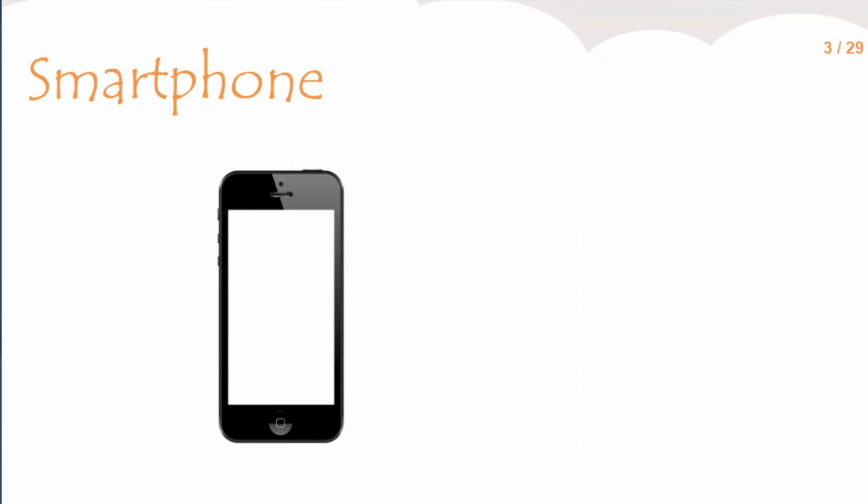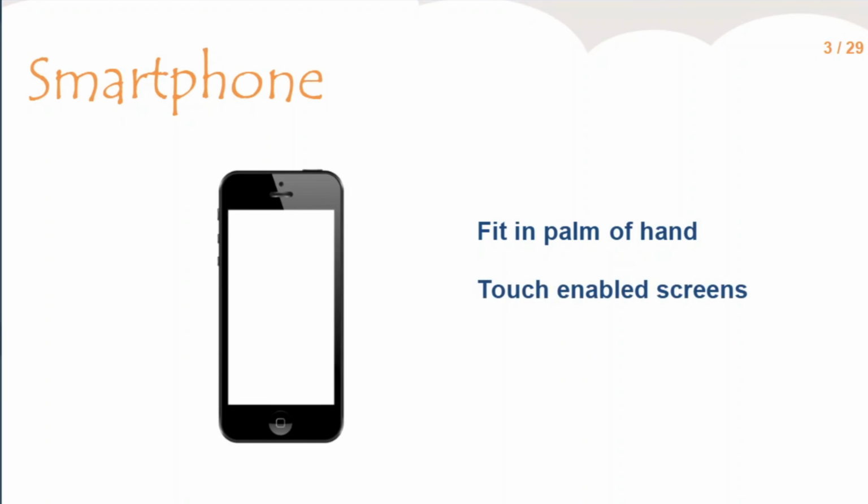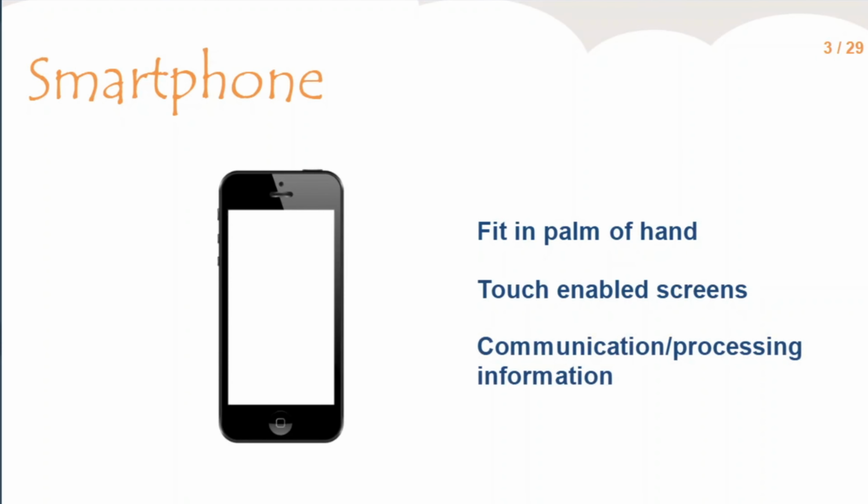In addition to tablets, smartphones are very popular. These handheld computer devices are designed to fit in the palm of your hand. They are equipped with touch-enabled screens, while some may also have a separate keypad interface. Just like other types of computers, smartphones allow you to perform various functions. You can use them for communication, managing and processing information, and much more. Since smartphones allow you to perform tasks without having to sit at a desk, they are fast gaining an advantage over other types of computers.